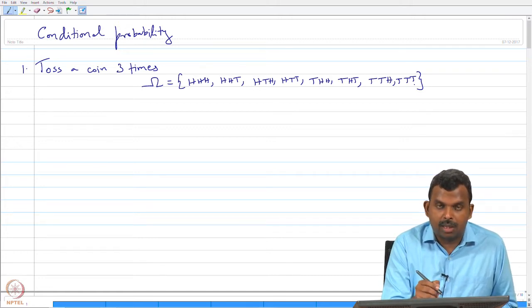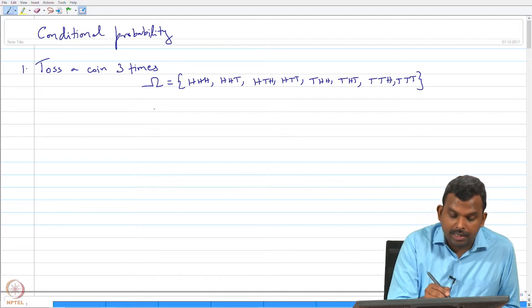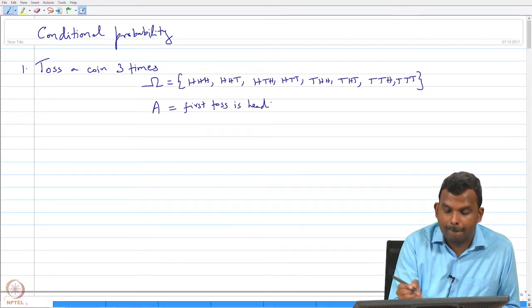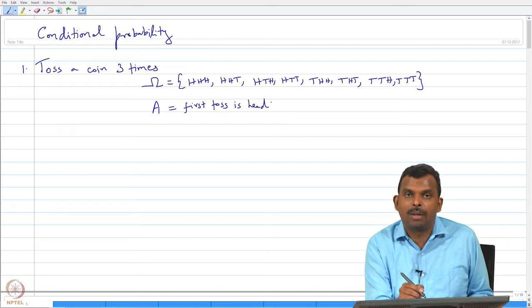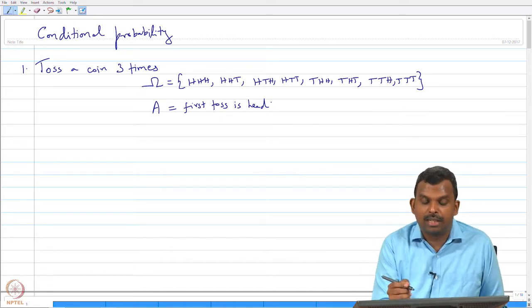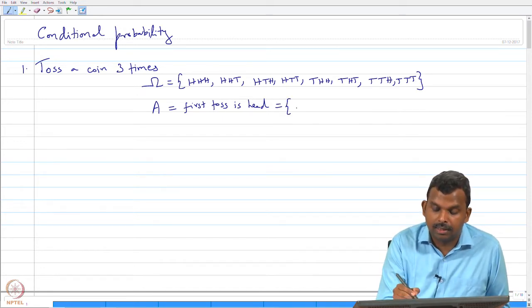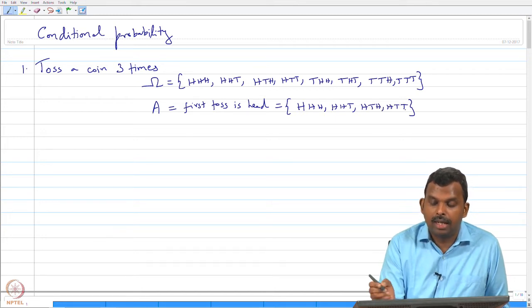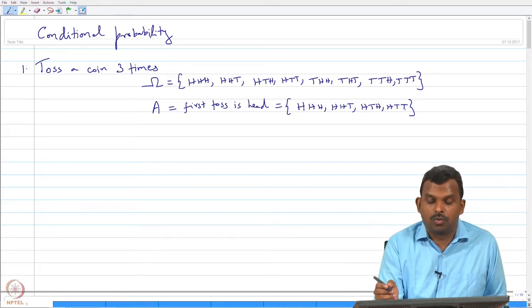So, to illustrate conditional probability, I am going to define 2 events. I will define the event A as the first toss being head. So, I am conditioning on the first toss, I am saying the first toss is head. This is an easy event to write down. You have H H H, H H T, H T H, and then H T T. So, these are the 4 elements of this event A.